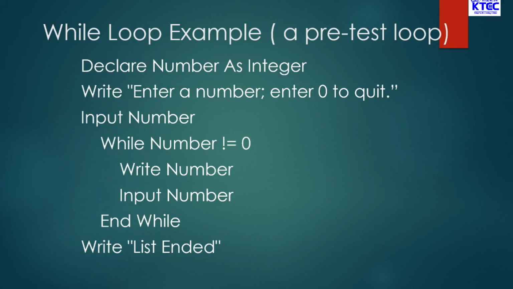So declare number as integer. The number we want the user to enter is an integer. So we display this: enter a number. We display this for the user to see. Anytime you enter 0, it will quit the program. You are seeing it. So you say enter a number. You are to enter a series of numbers. So input a number. This one looks indefinite, but with this one, we know how we can quit it. That is when we enter 0, we quit the program. So input a number.